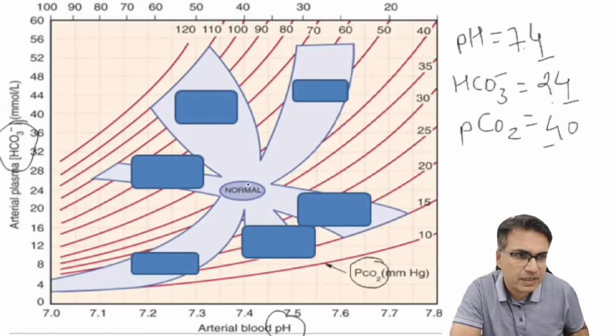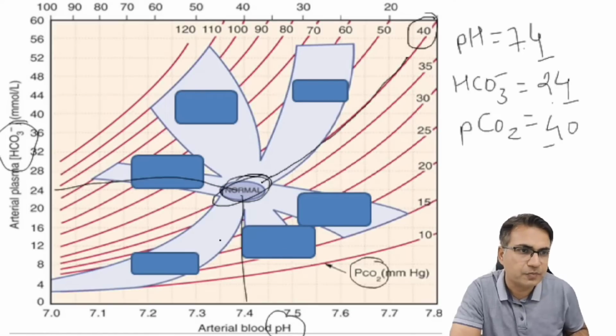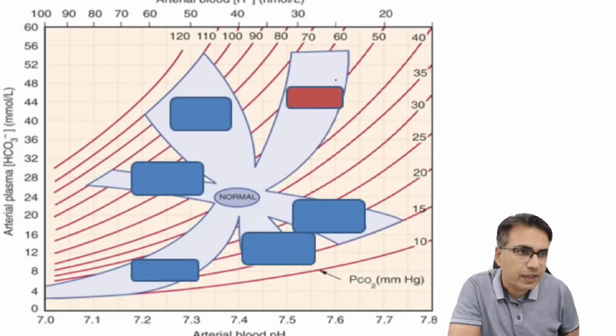On the graph you can see this middle part, which is representing the normal values: 7.4 pH, 24 bicarbonate, and this red line is suggesting PCO2, so 40 is the normal PCO2 level. Okay, this middle part is representing normal values. Now we'll try to figure out what this red box is representing.